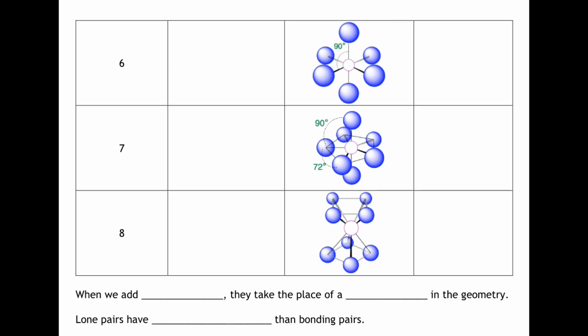Okay, the 6-sided shape is called an octahedron. Which sounds weird, right? Why is the 6-sided shape an octahedron? It's because there are 8 faces on this shape if you draw it in. So this is SF6, or sulfur hexafluoride, which is one of my favorite compounds.